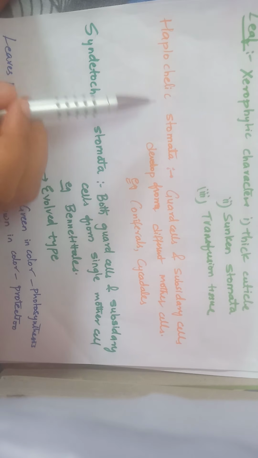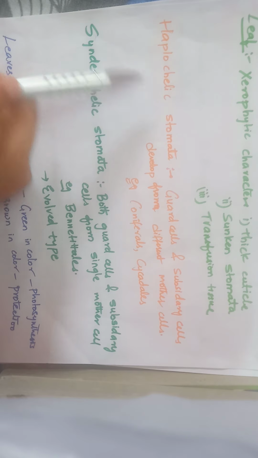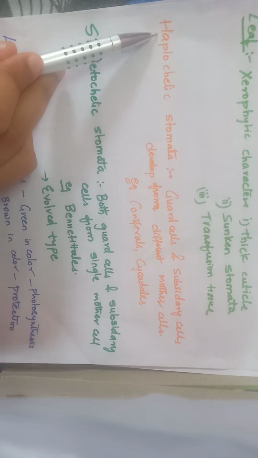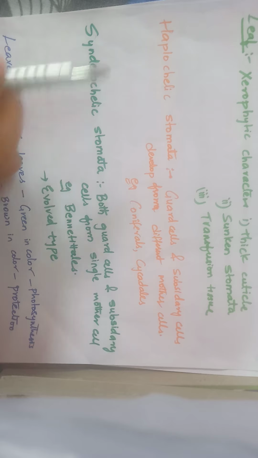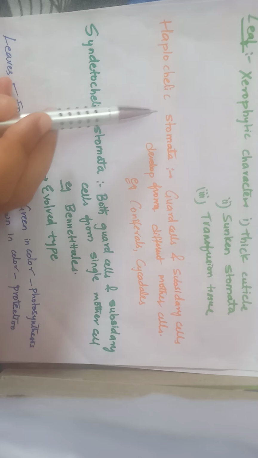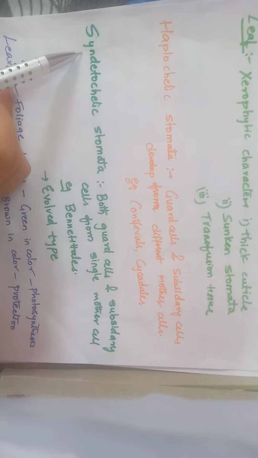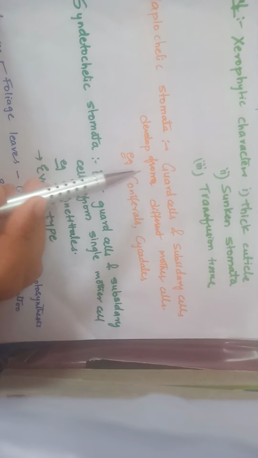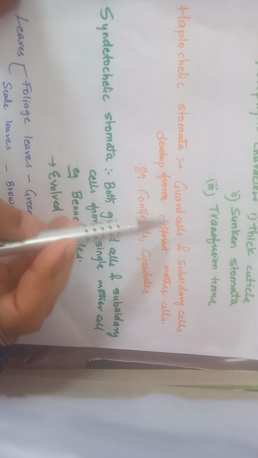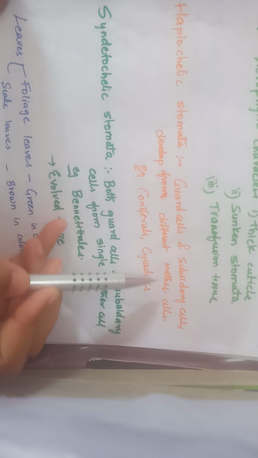Then coming to the types of stomata. The stomata which perform the transpiration function are divided into two types. The first one is the haplocheilic stomata, the other one is the syndetocheilic stomata. Based on the origin of the stomata, they are divided. The first type is the haplocheilic stomata. In the case of haplocheilic stomata, the guard cells and subsidiary cells develop from different mother cells.